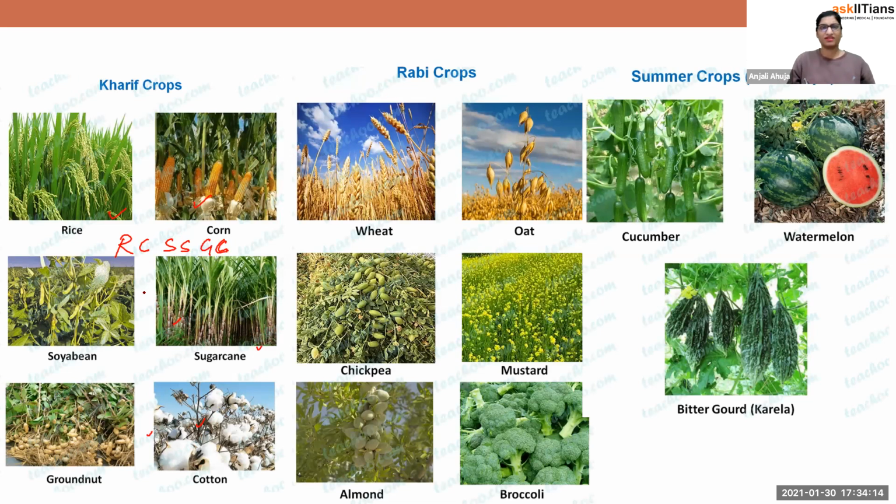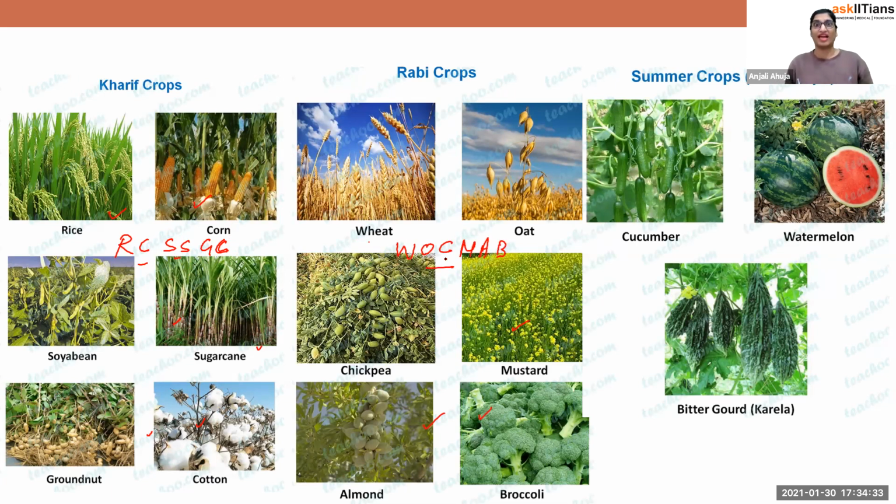RCSSGC. Can you make something out of it? RCSSGC. You can remember it just like that. You don't have to make a mnemonic then. Wheat, oats, chickpea, mustard, almond, and broccoli. WOCMAB.